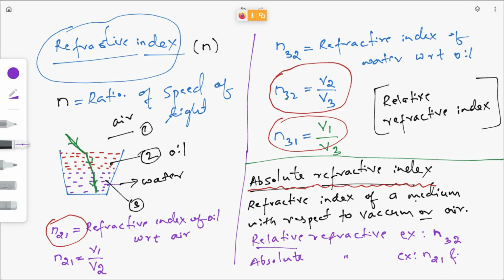Okay, Sanchita, what is N21? Refractive index of oil with respect to air. Okay, with respect to air. Very good. Vanishri, N31.